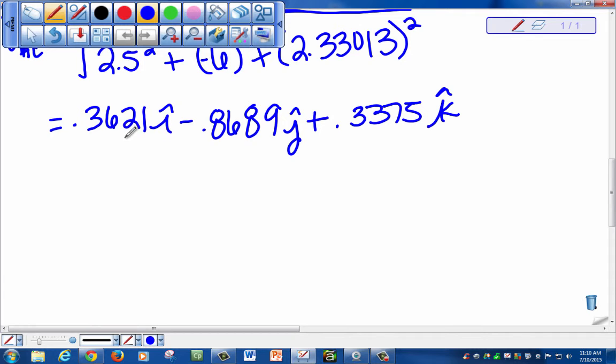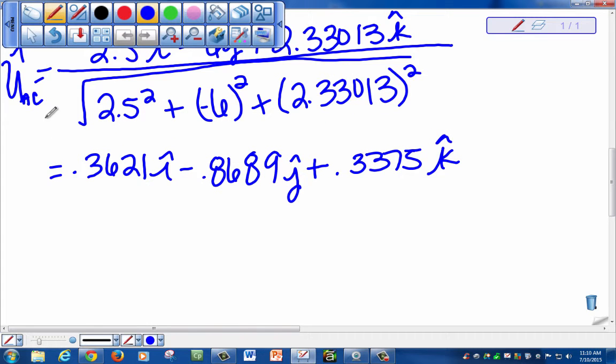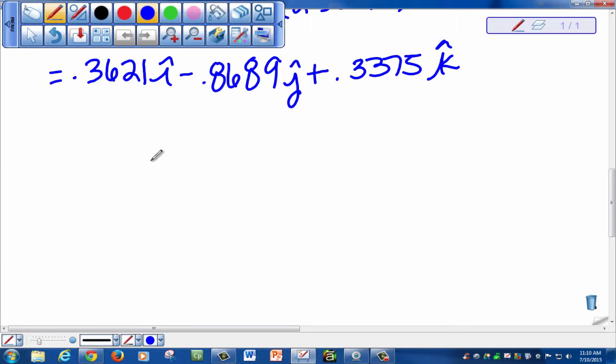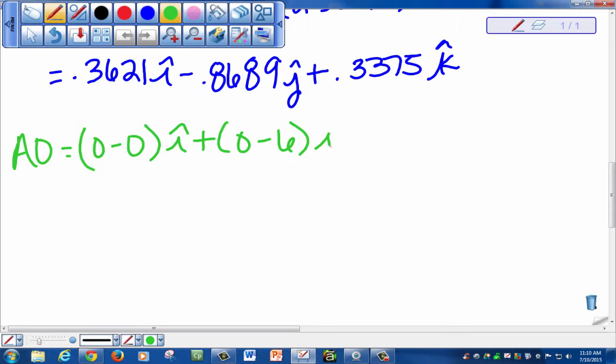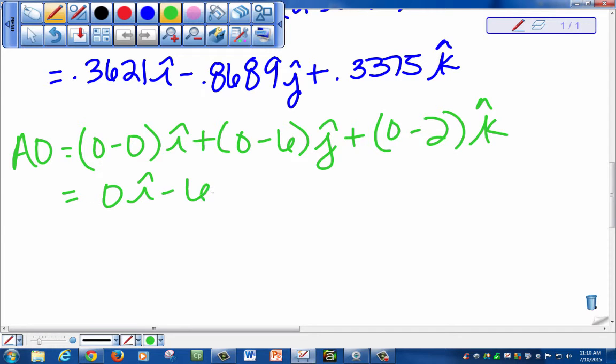So now that we have the unit vector AC, we need to find the unit vector, and I'm going to do this one in green, of AO. This one's going to follow the exact same steps. We're going to say 0 minus 0 in the i plus 0 minus 6 in the j plus 0 minus 2 in the k. So these are easier numbers to work with. So we get 0i minus 6j minus 2k.